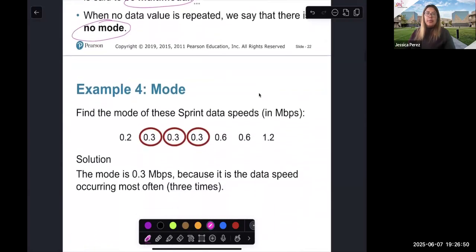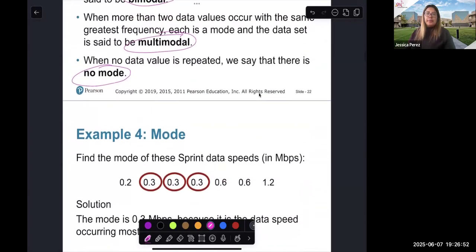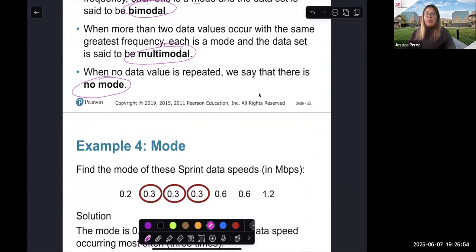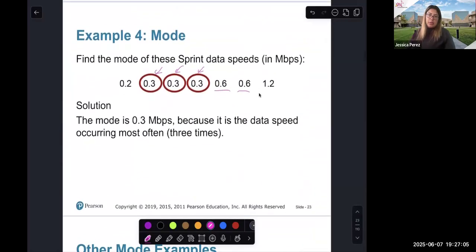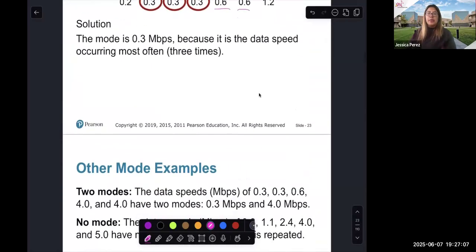So let's look at this in an example. We're trying to find the mode. We see it's already highlighted. 0.3 shows up the most. 0.6 shows two times, but the one that dominates is 0.3, right? Because it's seen three times.